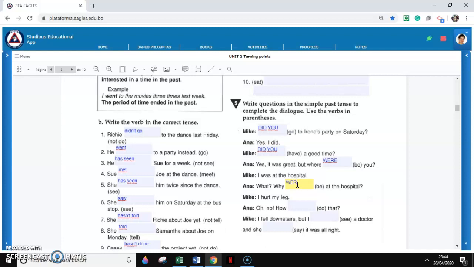Why were you at the hospital? I hurt my leg. Oh no! How was that? We don't need to use was. So in this case, how did that? I need to change my lowercase. How did that?